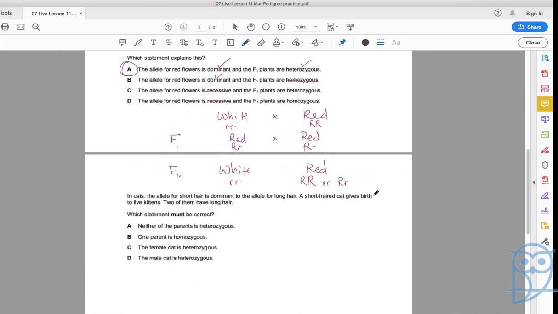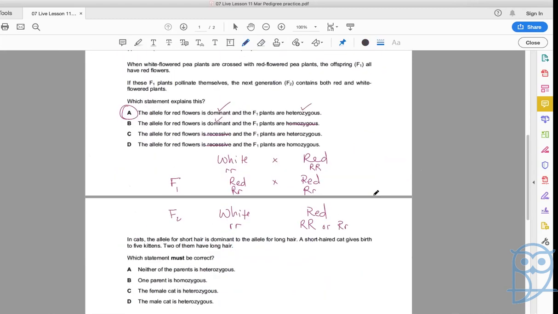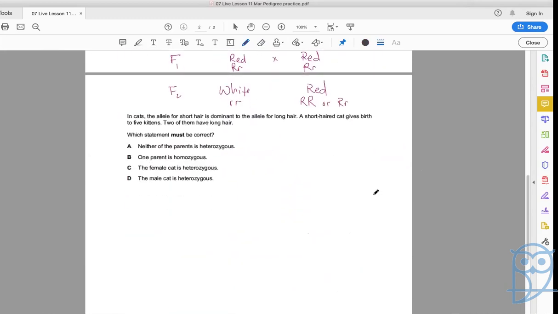Okay, right. So we've done mice, we have done flowers. Let us now do cats. So in cats, the allele for short hair is dominant to the allele for long hair. So just to make life difficult, we have short hair, which is a big S, and long hair, which is a little s. A short-haired cat.